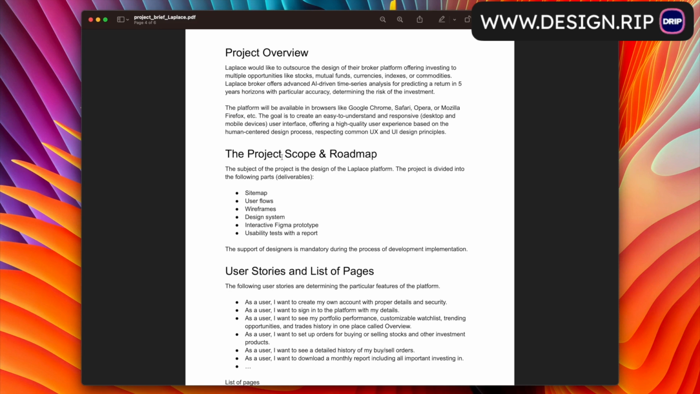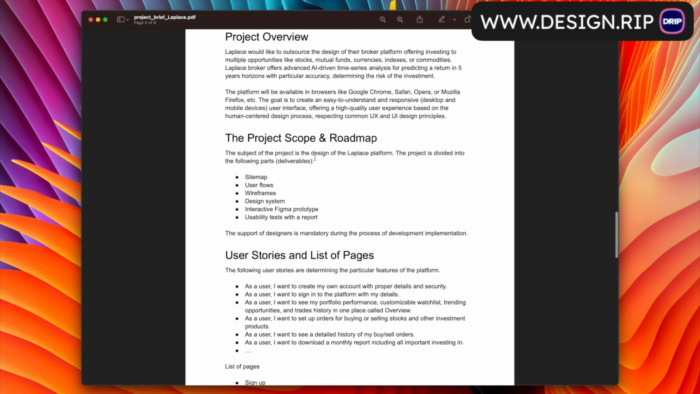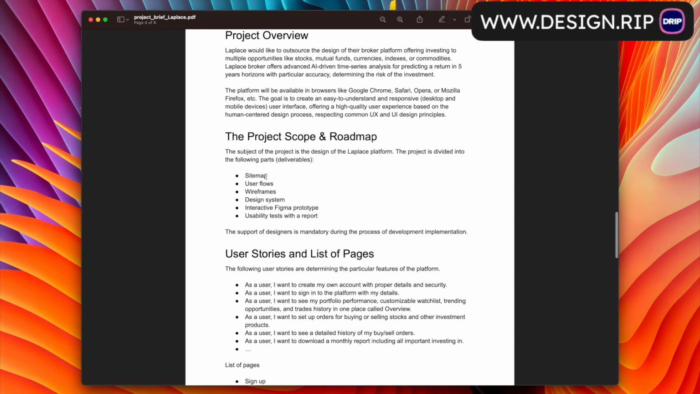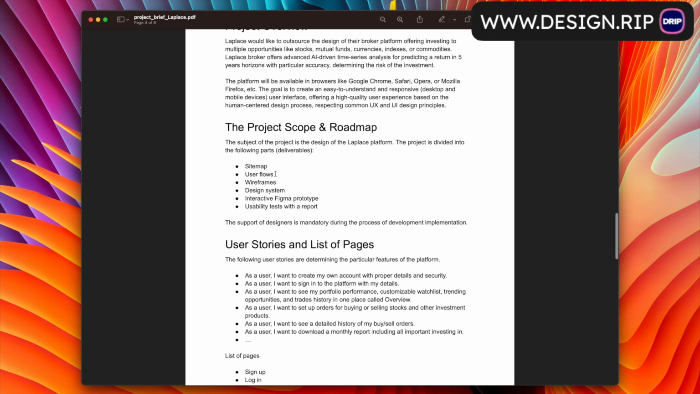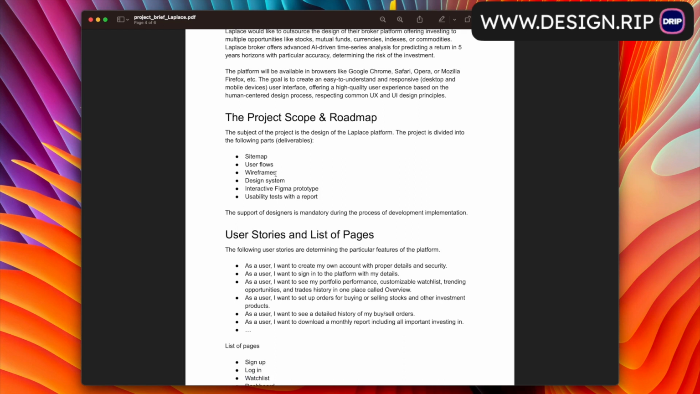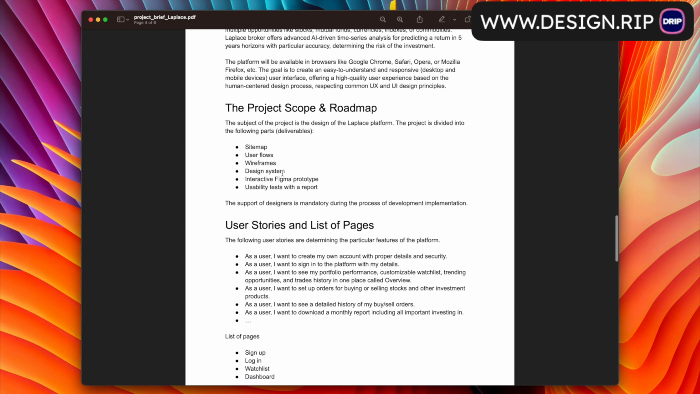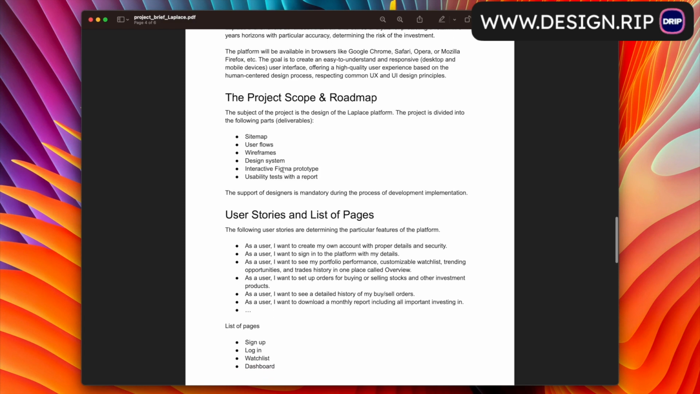Then we have the very important part called project scope and roadmap, showing the key deliverables of the project, so those will be the output of the design process. First is the sitemap, showing the structure of the platform. Then we have user flows, which are like a diagram showing the process of completing a goal by a user. Then we have wireframes, which are just simple designs showing the structure of particular pages without emphasizing the visual aspect of the design. Then there is a design system, a collection of the components and principles that we use in the product.